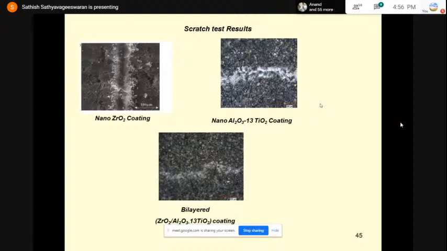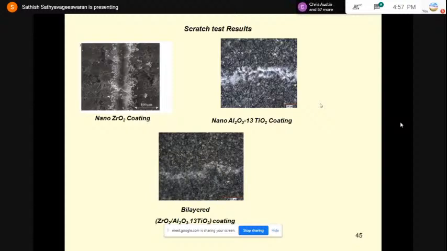And if you are analyzing using EDAX, it will confirm the presence of alumina. So it actually came from the alumina ball. And if you look at the surface morphology of your alumina titania coating, here also you can see a lot of particles are retained after 1 lakh cycles of wear testing.